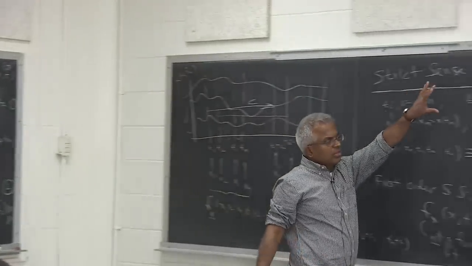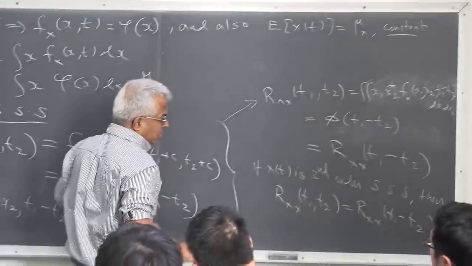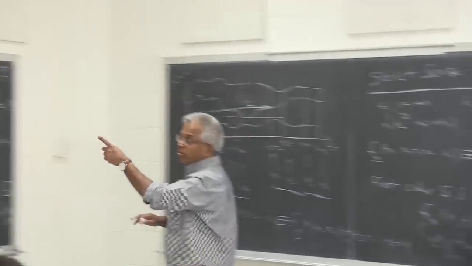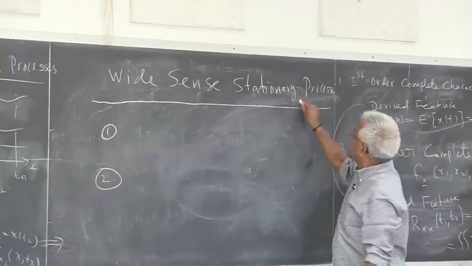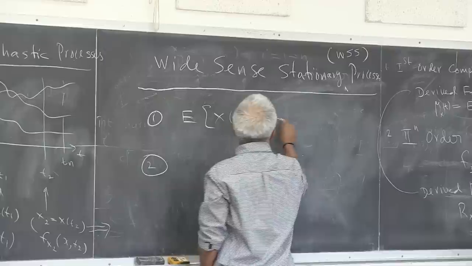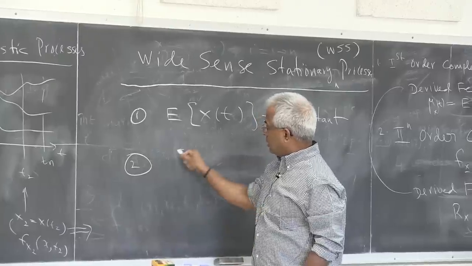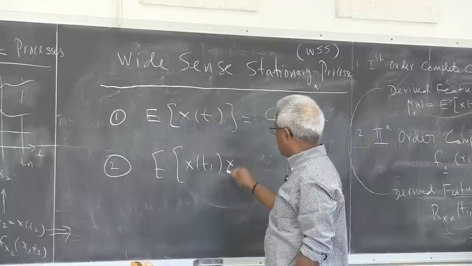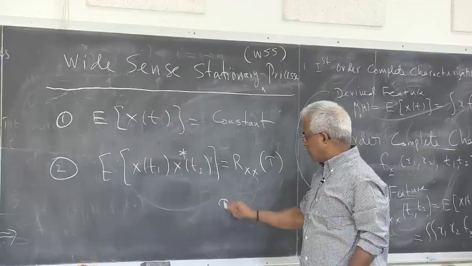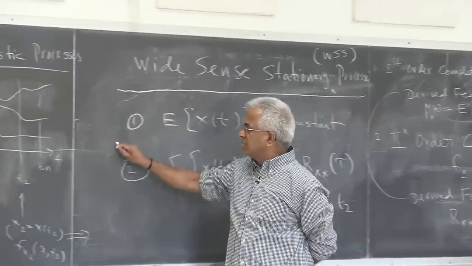Look here. First order strict sense stationarity gives you constant mean, right? Second order strict sense stationarity gives you the autocorrelation function to be a function of t1 minus t2. So I'm going to say that a process is wide sense stationary, generally we write it like this, if the expected value of x of t is a constant, and the autocorrelation function, which is the expected value of x(t1) x(t2) star, is a function of only t1 minus t2, or t2 minus t1, right? So these are the definitions.